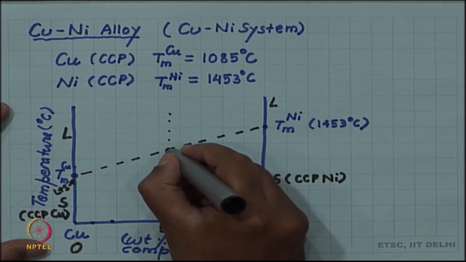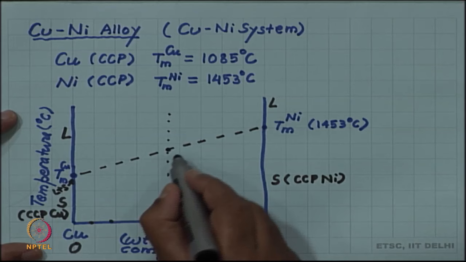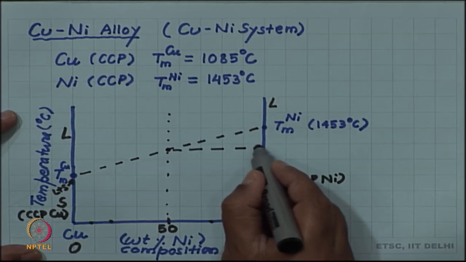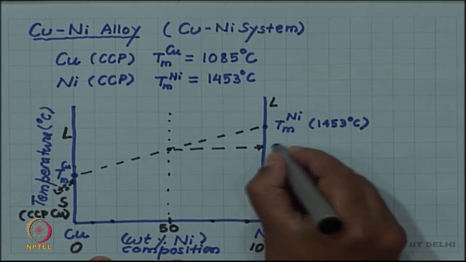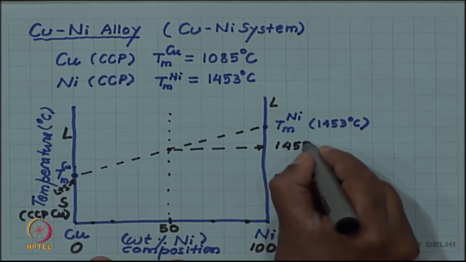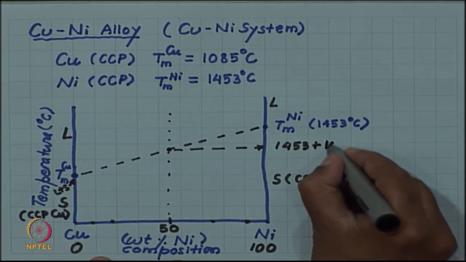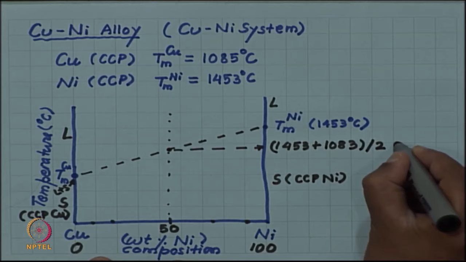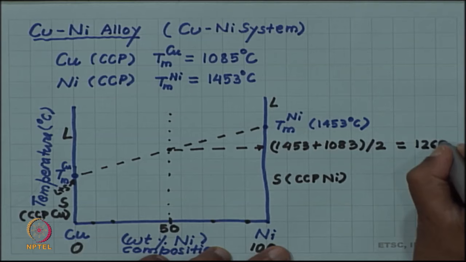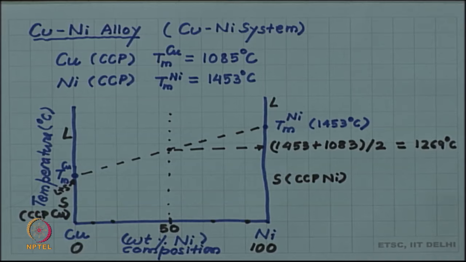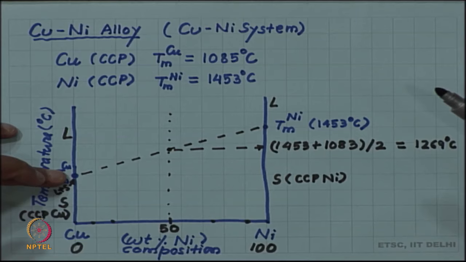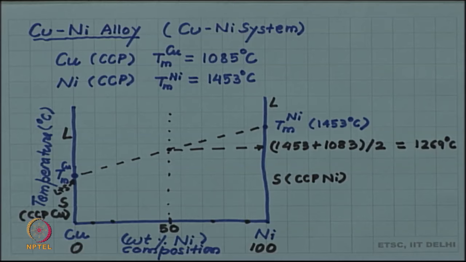Then obviously, the melting point of this alloy, the 50% alloy, which is of my interest at the moment, will be predicted exactly in between the melting points of copper and nickel. So, I will get the predicted alloy melting point as just the mean value of these two melting points, which will be 1269 degrees Celsius. Not knowing anything, it is a reasonable prediction: copper is melting at 1083, nickel is melting at 1453 degrees Celsius. So, at an average temperature of 1269 degrees Celsius, my 50-50 alloy, 50 copper, 50 nickel, will melt at this temperature.